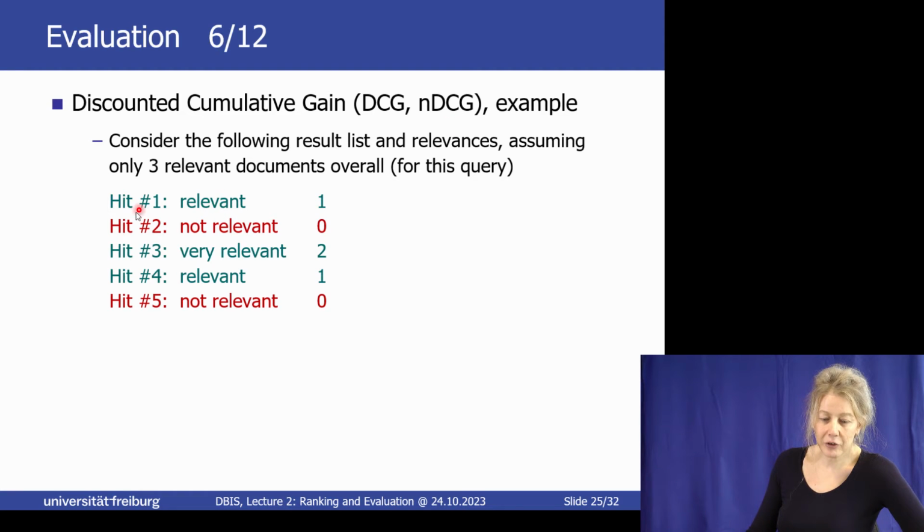So here we have a search engine. Of course, the search engine does not know what's relevant or not relevant, and it returned these results. A relevant document at the top. The second document it returned was not relevant. The third document it returned was very relevant. The fourth one was relevant. The fifth one was not relevant.